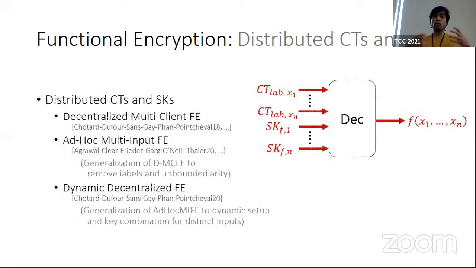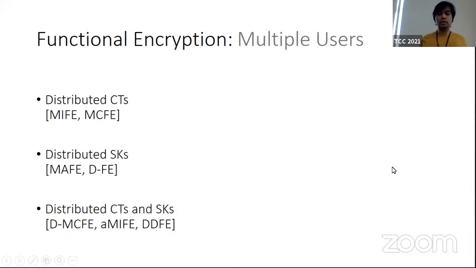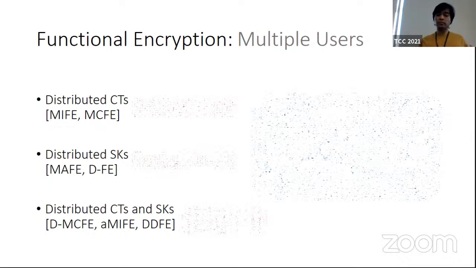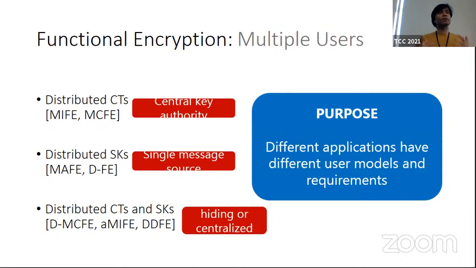So much so that we've also studied functional encryption in more powerful models where you can distribute ciphertexts as well as secret keys. The notions of decentralized multi-client functional encryption, ad hoc MIFE, dynamic decentralized functional encryption, a lot of such notions have been studied in the literature. And basically the point is that we have so many different models where we model functional encryption in these multi-user settings. All of these different models have been studied because we have different applications today with different security models.